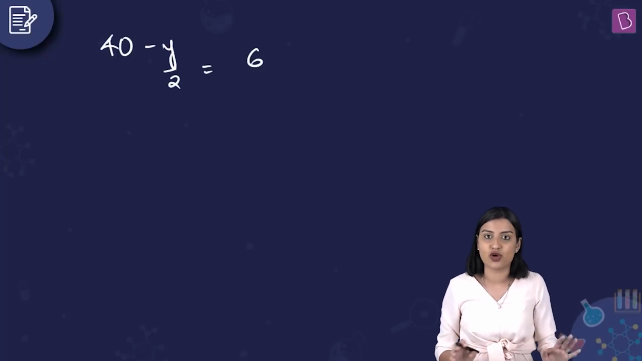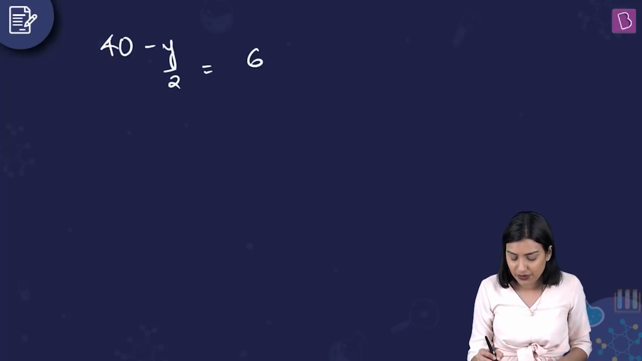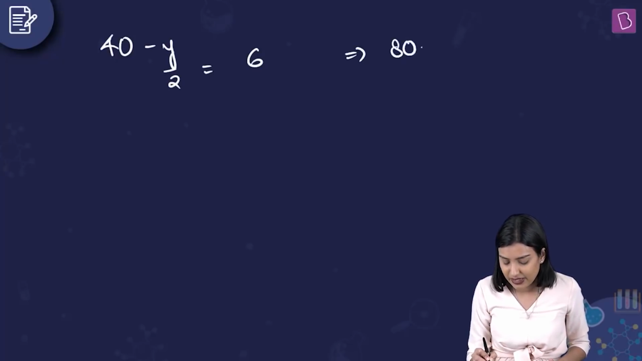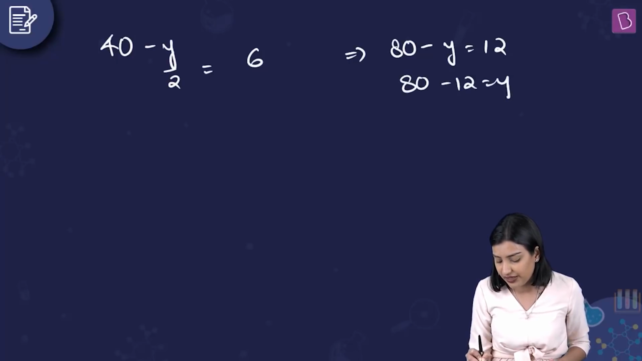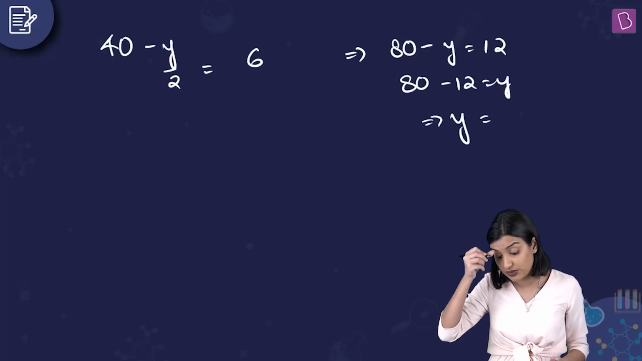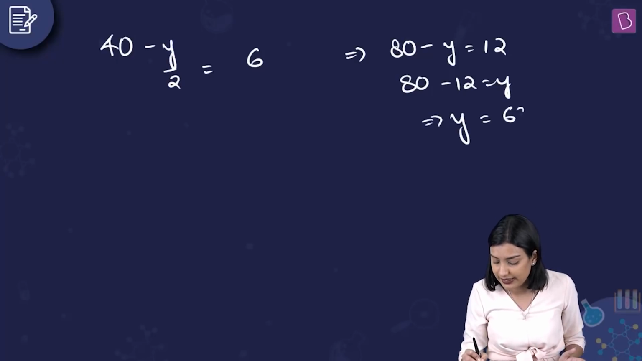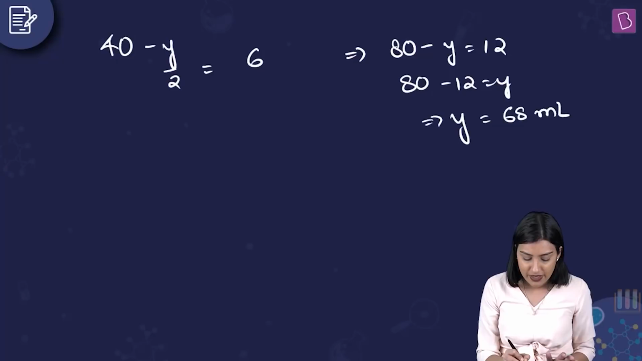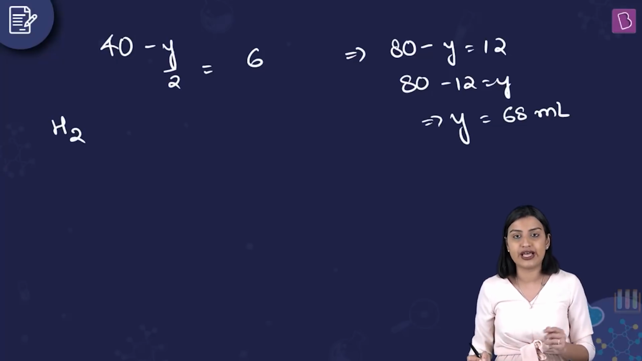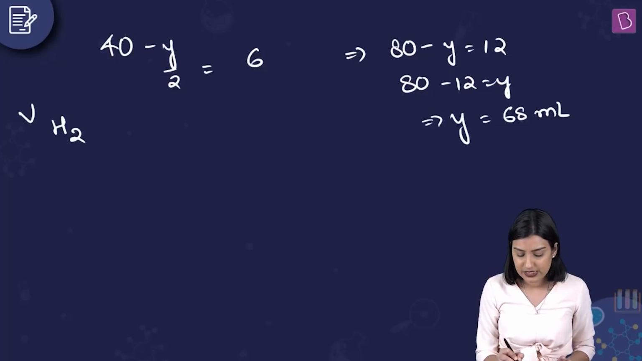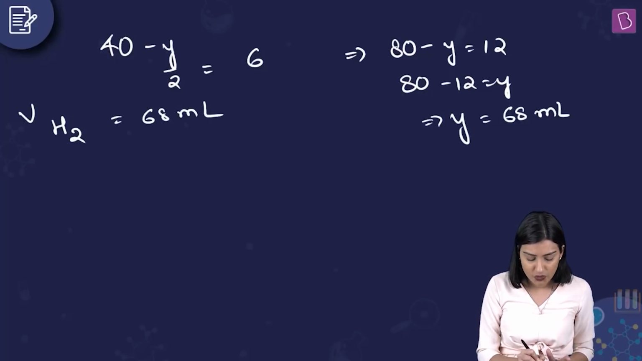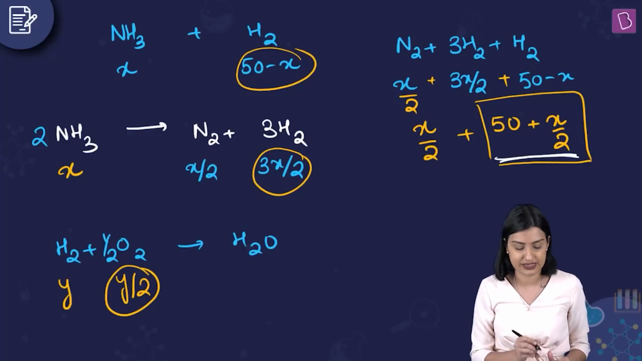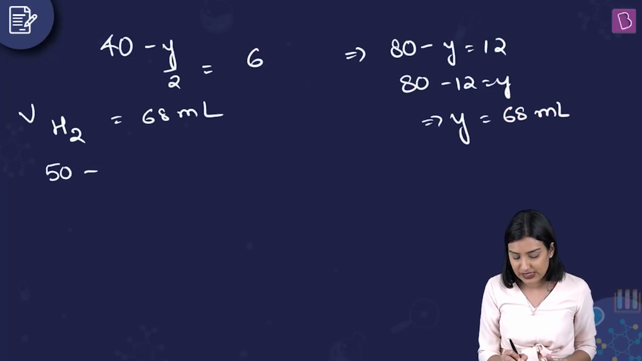So 6 ml is absorbed by the pyrogallol solution, which means what? Which means you have 80 minus Y is equal to 12, or 80 minus 12 is equal to Y, which means your Y is going to be 68 ml. Okay, which means what? Your volume of dihydrogen gas that was involved in the reaction is equal to 68 ml. And what do we know? We know that that value is 50 plus X by 2. Okay, so 50 plus X by 2 is equal to 68 ml.